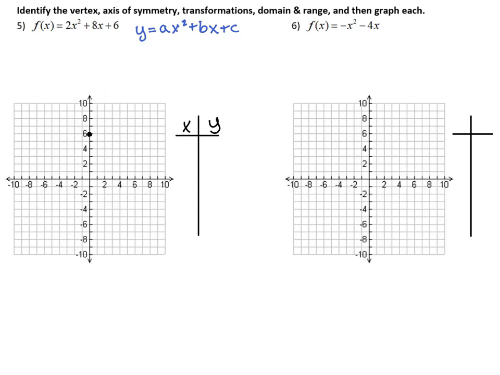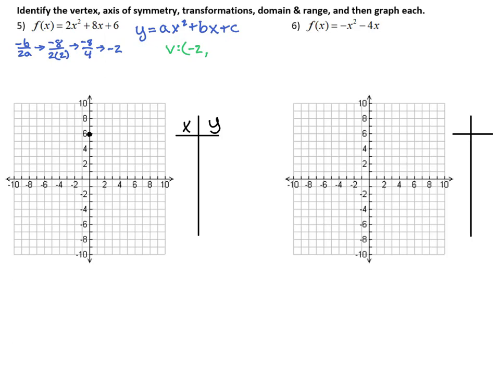So let's first start going through and finding our vertex, and we had a formula for that. We use the opposite of b divided by 2 times a. This is going to give me the x-coordinate of our vertex. So here's b, positive 8. The opposite of that would be negative 8 over 2 times a, and my a value is 2. So we get negative 8 over 4, which is negative 2. So the x-coordinate of my vertex is negative 2.